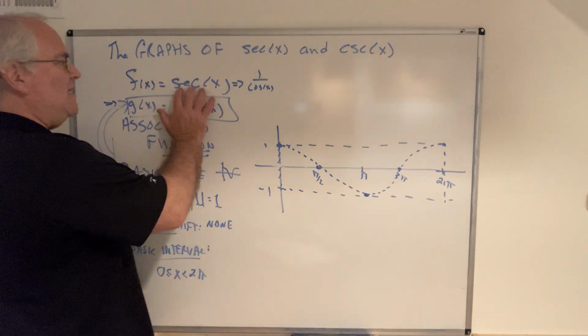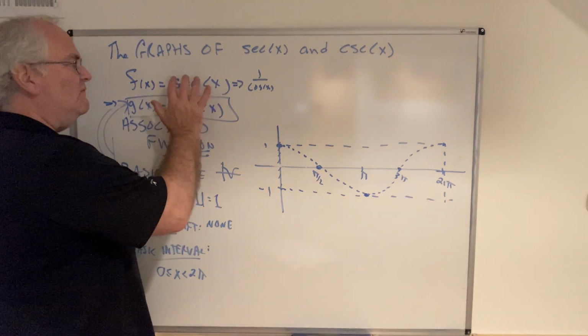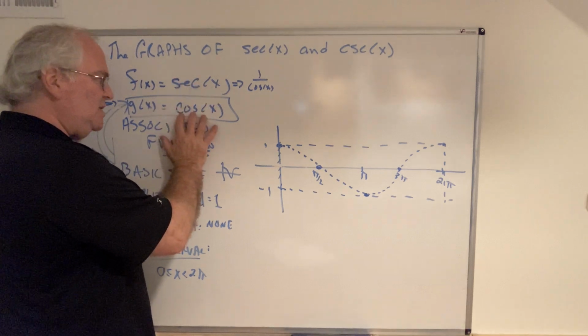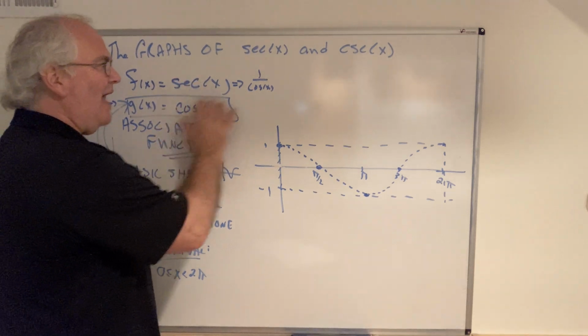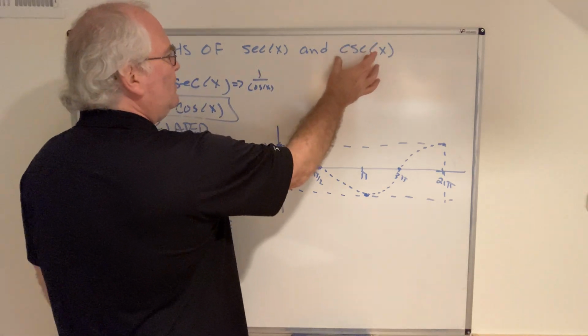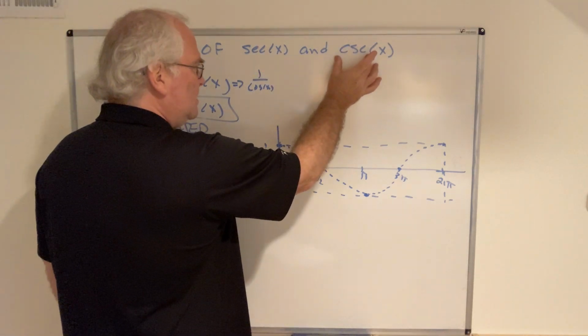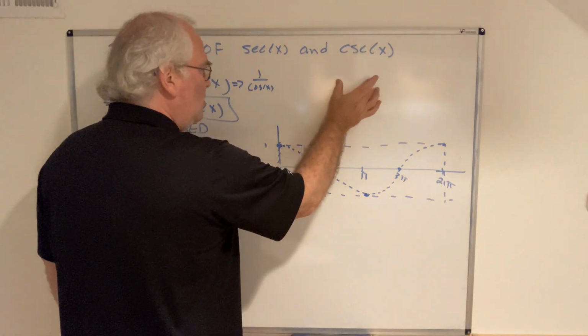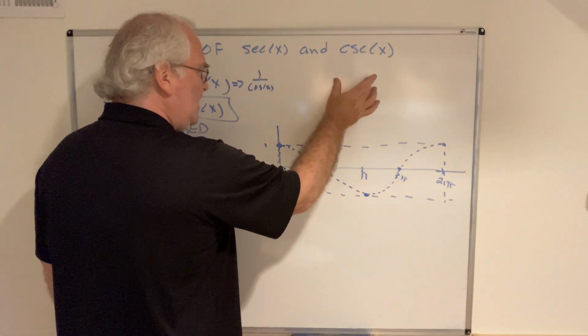Where are the vertical asymptotes of secant? The vertical asymptotes of secant are at the nodes of the associated cosine curve. And then similarly, where are the vertical asymptotes for cosecant? The vertical asymptotes for cosecant are at the nodes of the associated sine curve.